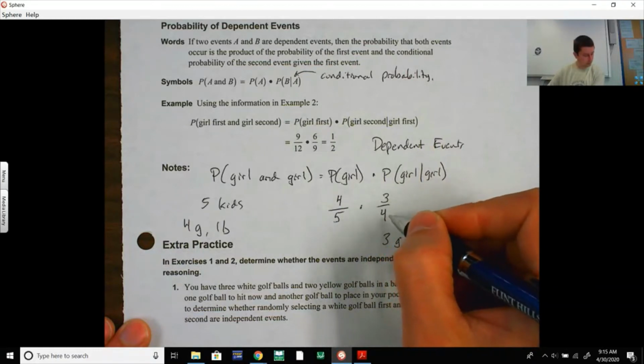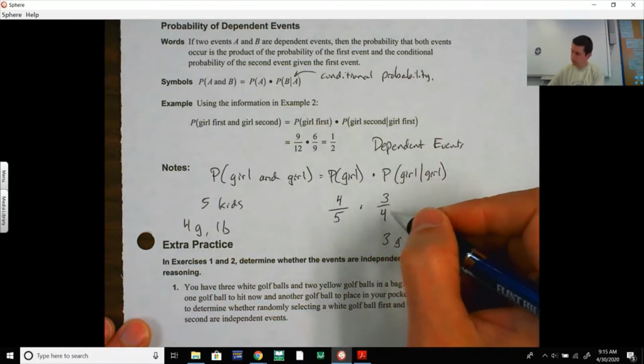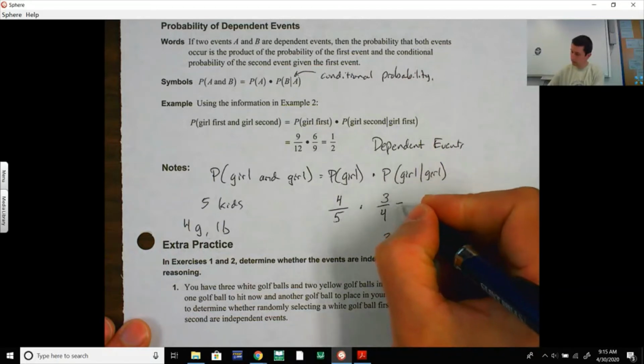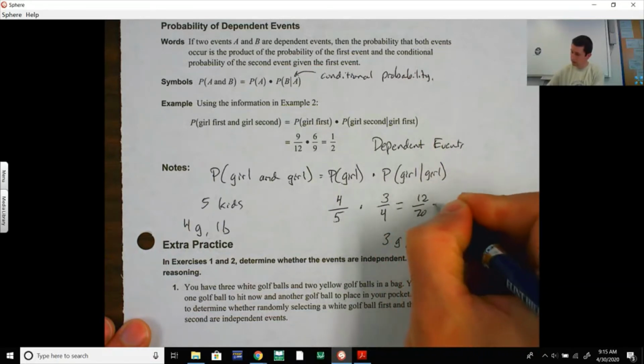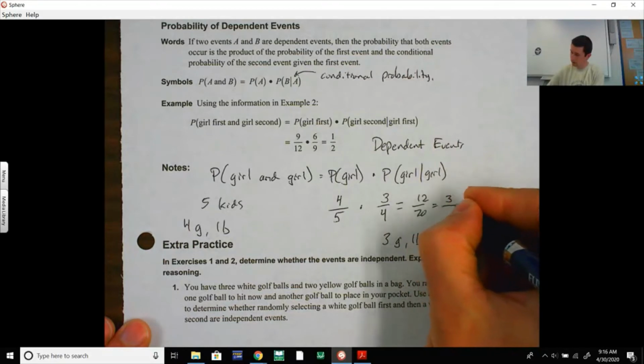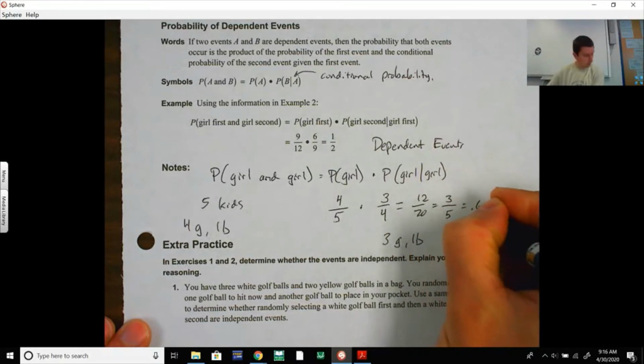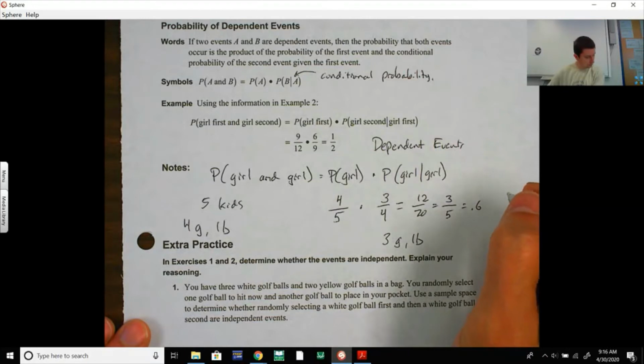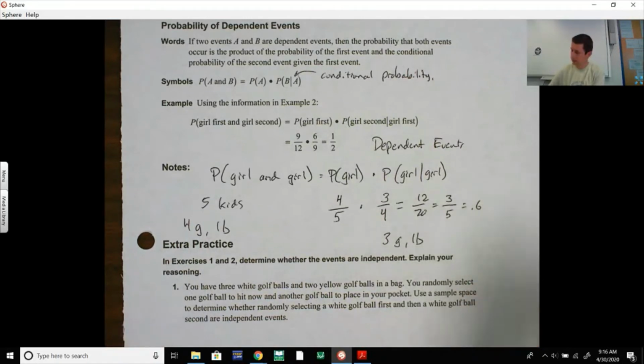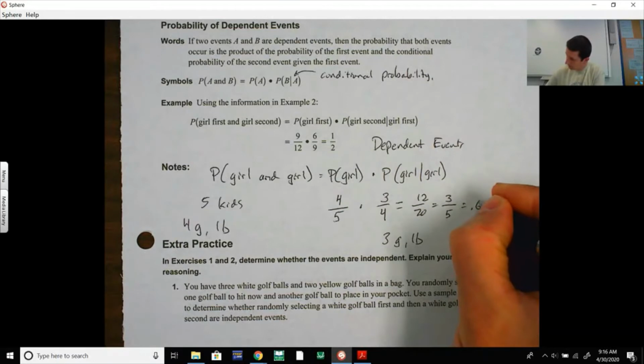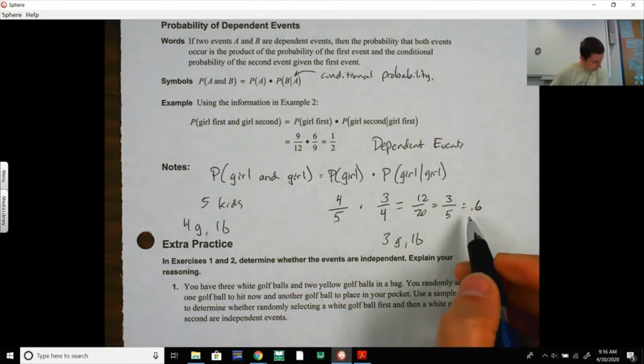This is not matching up with what they have. So if I multiply those across, I get 12 out of 20, which is 3/5. That is 0.6. Our sample space shows 1/2. I have to check on that and ask me in class on that one. I'm not going to spend the time right now. But I think it should be 0.6.